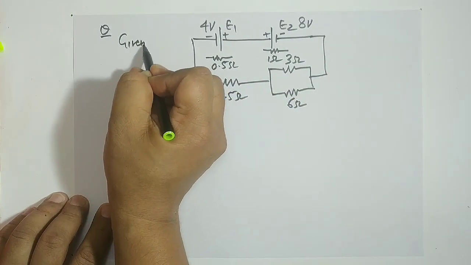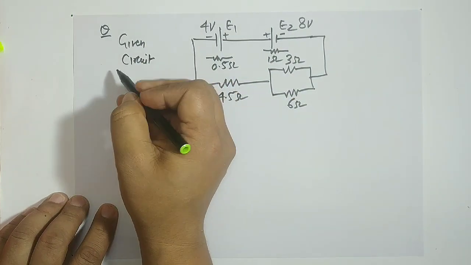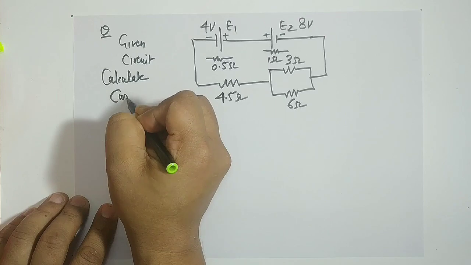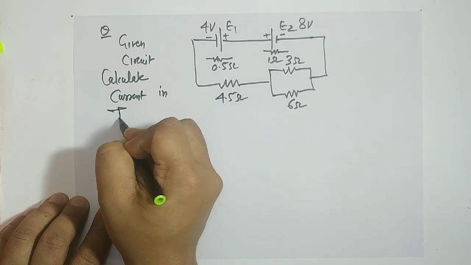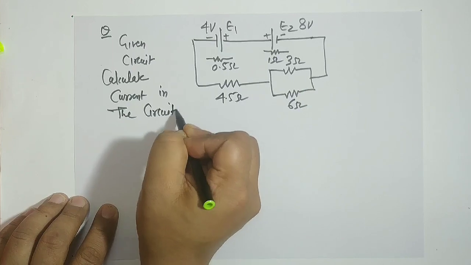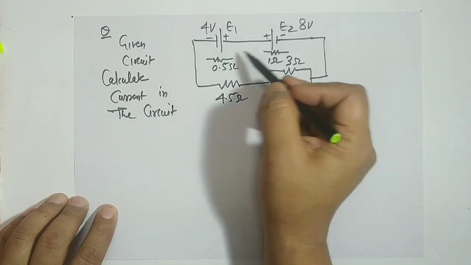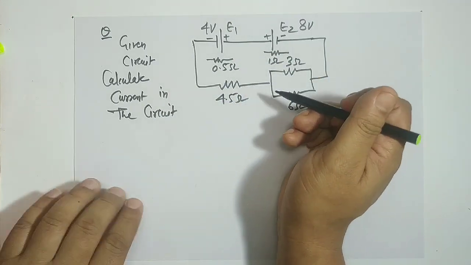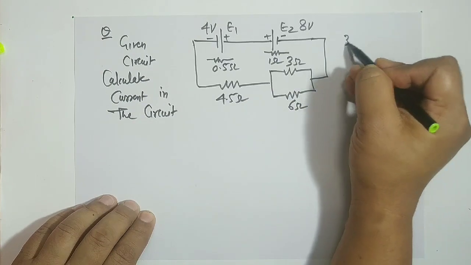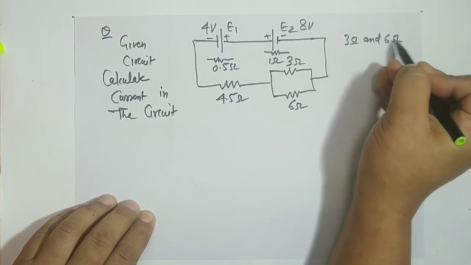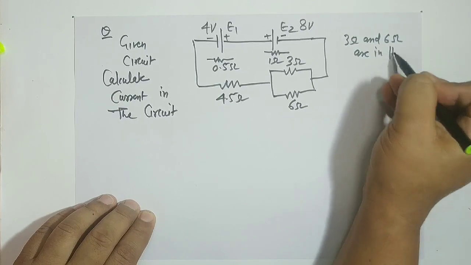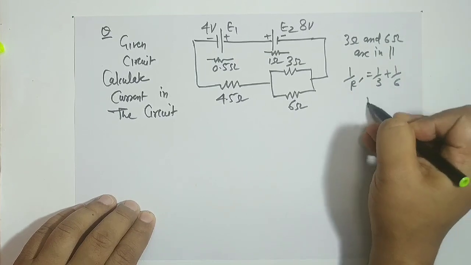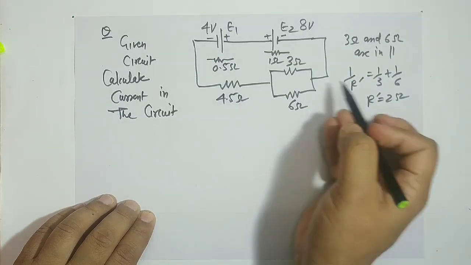So given this circuit, what do we have to calculate? We have to calculate the current in the circuit. I think all of you know, first of all, these are the internal resistances and these are the external. So we should know the net resistance. We know that 3 ohm and 6 ohm are in parallel. So 1 by R dash is 1 by 3 plus 1 by 6. I am going to write it directly. R dash will come to 2 ohm. Then we have 0.5 and then these three.